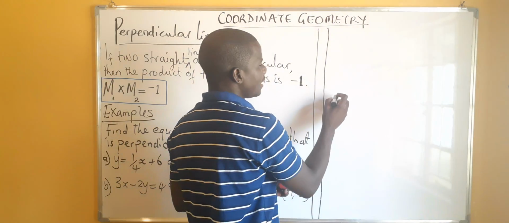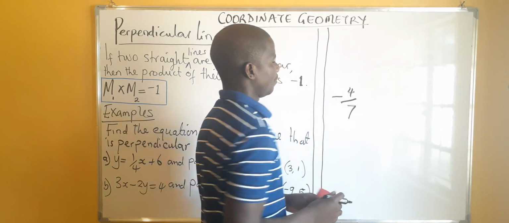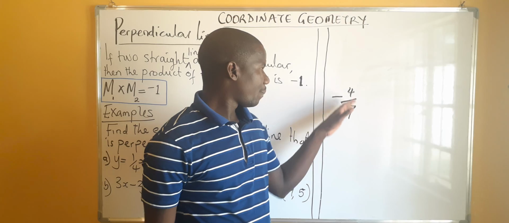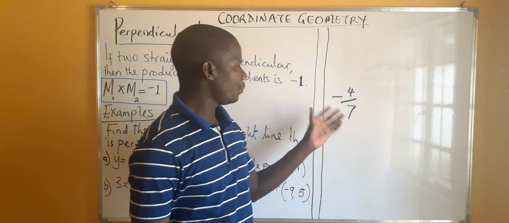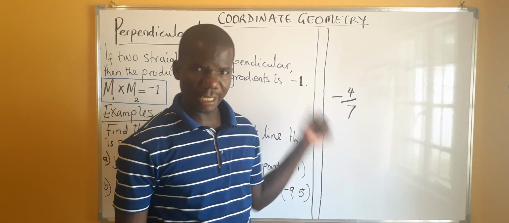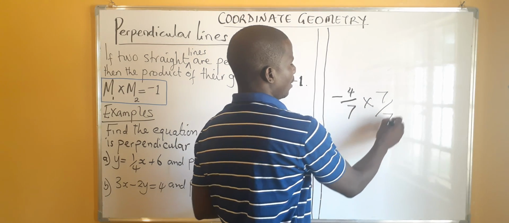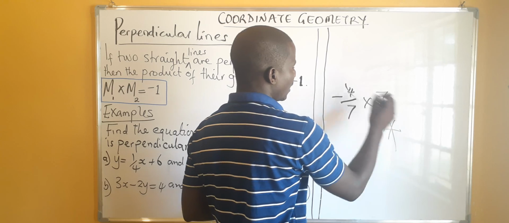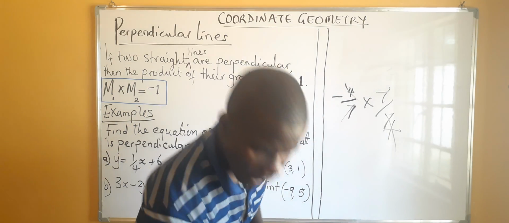If what you are given is the gradient of the first one is -4/7, now we are looking at what number or fraction do we multiply by -4/7 to get -1? And I'm emphasizing that it's going to be the reciprocal of this one, but without a negative, because we already have a negative here. So meaning we are going to have 7/4. This gives 1 here, 1 there. So we're going to have -1 when you multiply this. So that is what we are saying.